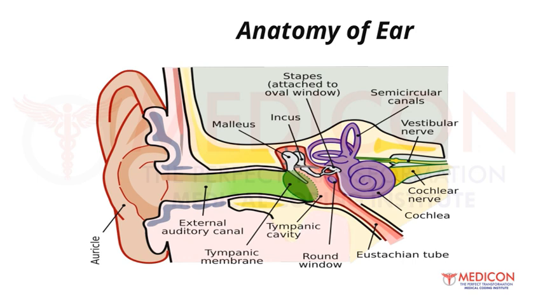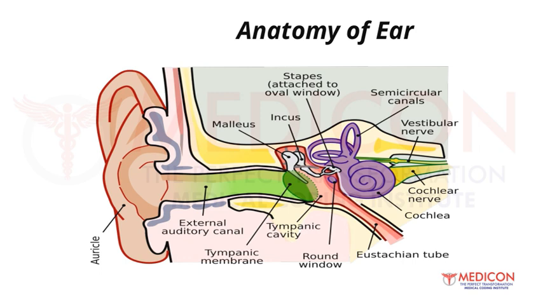Speaking of the inner ear, this is where the cochlea resides, a spiral-shaped structure filled with fluid and tiny hair cells that convert vibrations into neural signals. Additionally, the inner ear includes the vestibular system, which is essential for balance and spatial orientation.